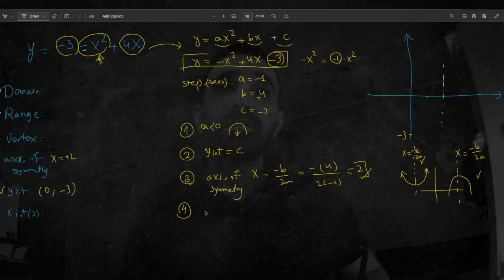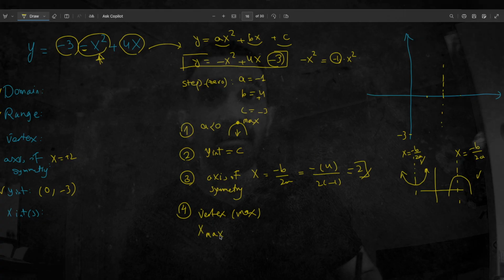Okay, now step number 4, I'm going to go and find the coordinates of the vertex. First of all, since I know that my function is concave down, I have a maximum point. Okay, so vertex here is a maximum point. And as you know, as I explained in the classroom as well, the x value of the maximum point is literally the same as the equation of the axis of symmetry. So minus b over 2a. So it's literally 2. So the x value of the maximum point for the vertex is 2. What about the y value? How can I find the y value?